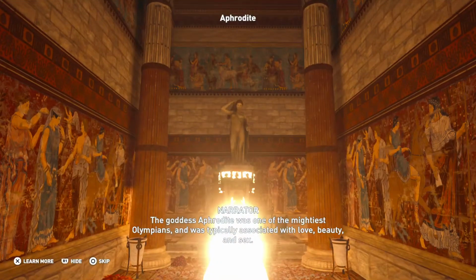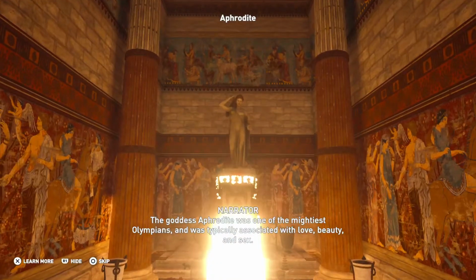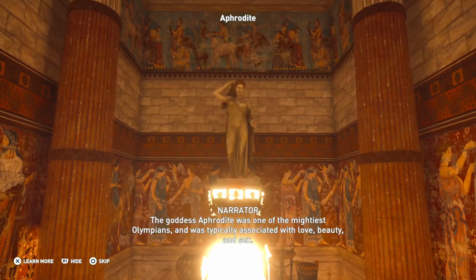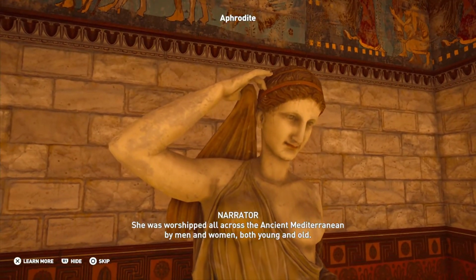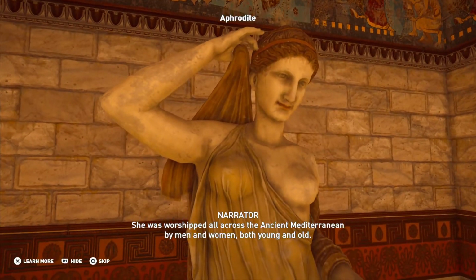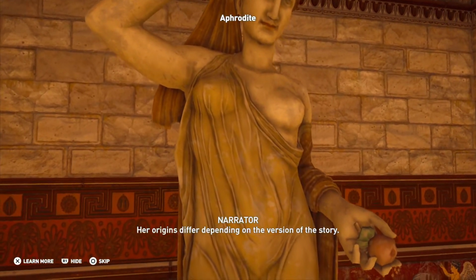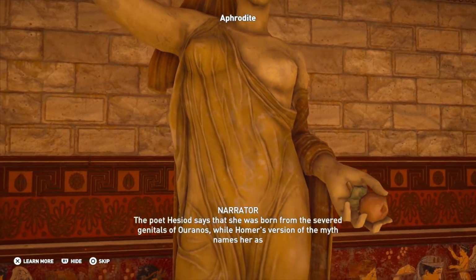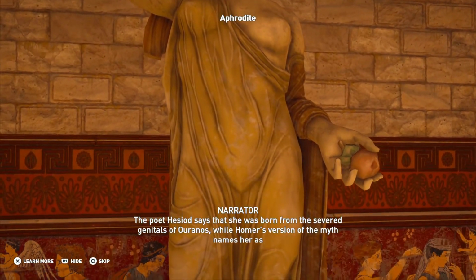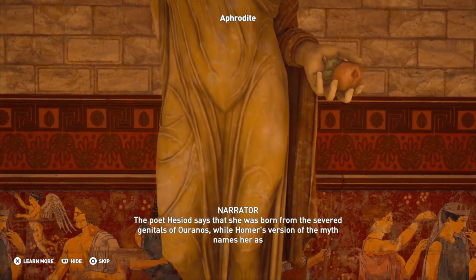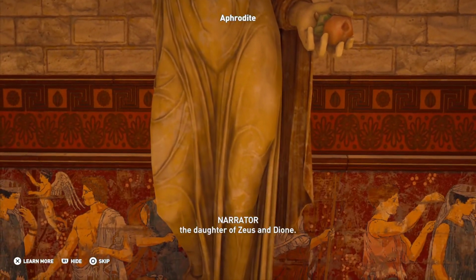The goddess Aphrodite was one of the mightiest Olympians, and was typically associated with love, beauty, and sex. She was worshipped all across the ancient Mediterranean by men and women, both young and old. Her origins differ depending on the version of the story. The poet Hesiod says that she was born from the severed genitals of Uranus, while Homer's version of the myth names her as the daughter of Zeus and Dione.